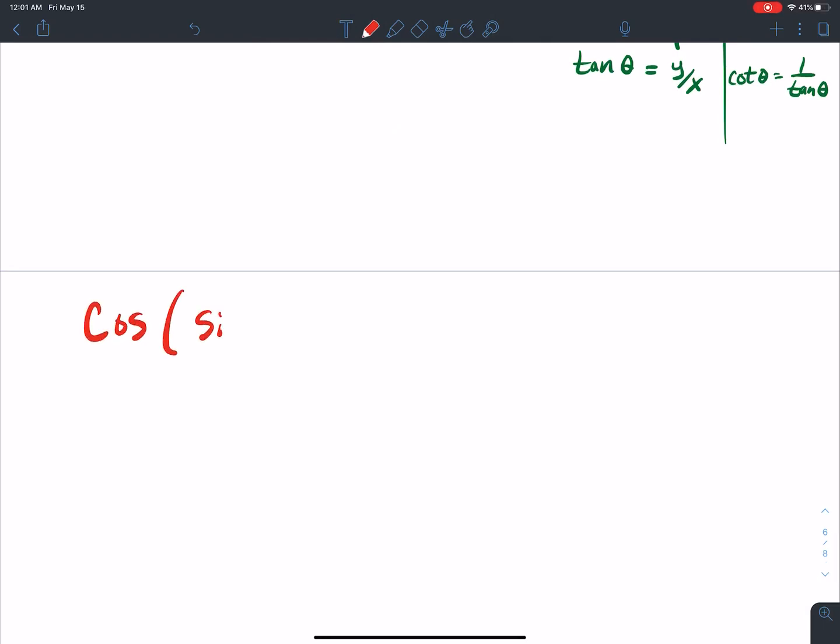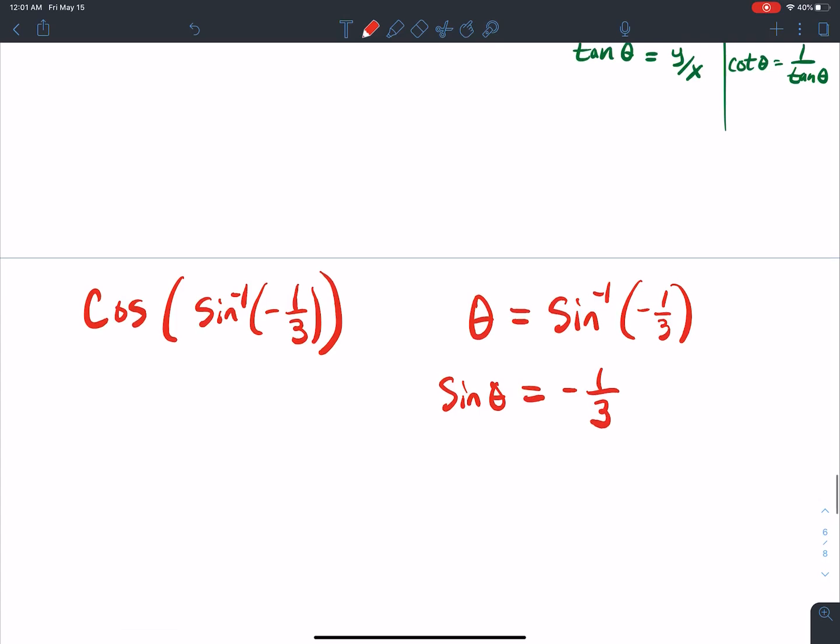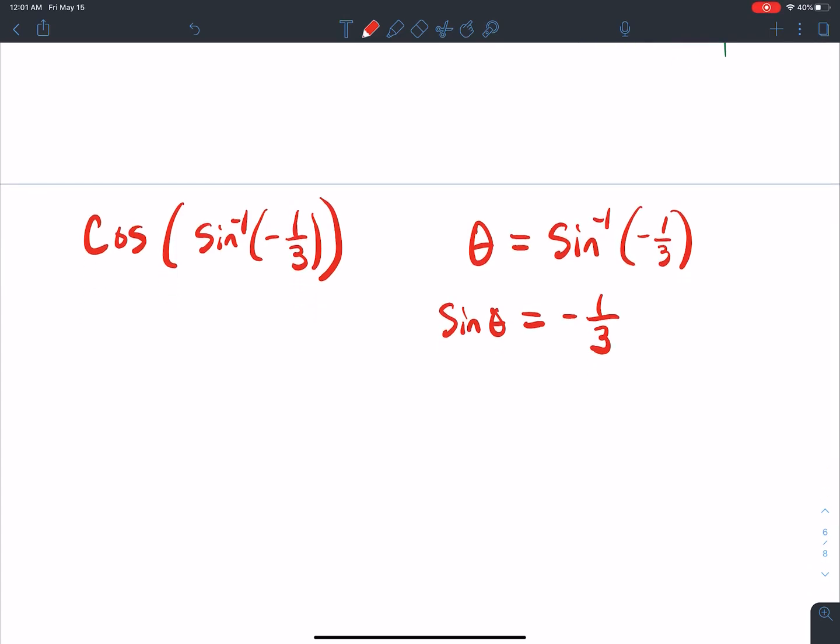Cosine of sine inverse of negative 1/3. Okay, so I'm going to let theta equal sine inverse of negative 1/3. I'm going to sine both sides and I get sine theta equals negative 1/3. Now, sine inverse is only defined for theta between negative pi over 2 and pi over 2, okay? So what quadrant is that? That's either quad 1 or quad 4. All right, so any of those values in here.